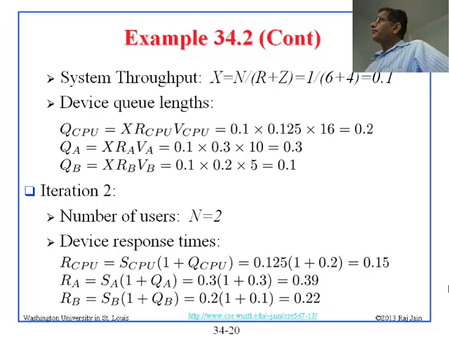And so basically 0.1 times R CPU, which was calculated 1/8 before, times B CPU is 16, we get 0.2. Similarly, QA, the queue length with one user would be 0.3, and queue length with one user would be 0.1. So now we know the queue length with one user. Previously, with 0 users, the queue length was 0. First user came in, we calculate the response time, and we calculate the queue length.